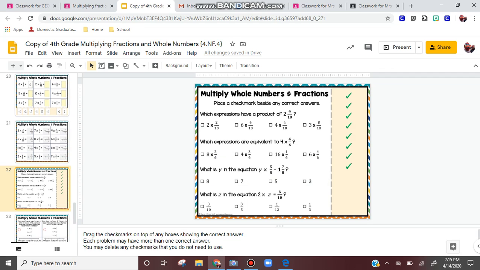6 times 4. Using those math skills. 24? 24 over 10. 10 goes in that, so that would be correct. So you would take the check mark and you would move it over. So they have to be correct.